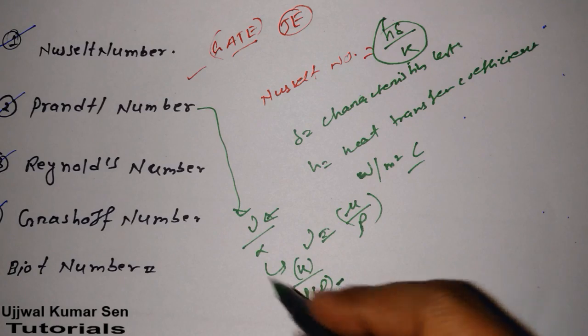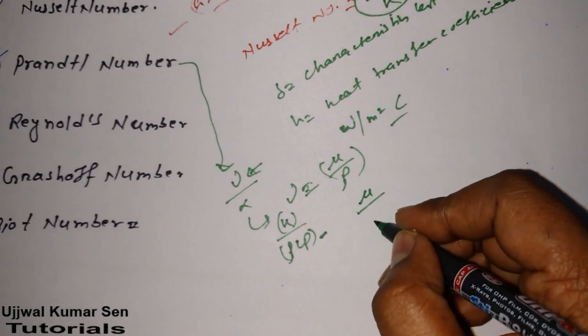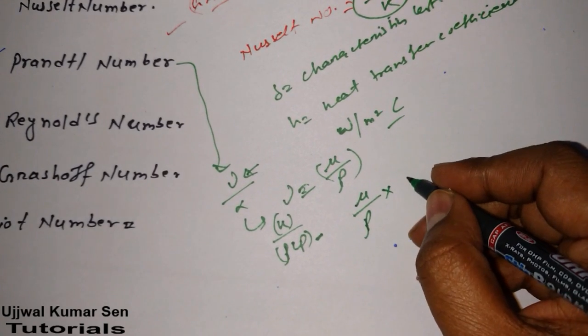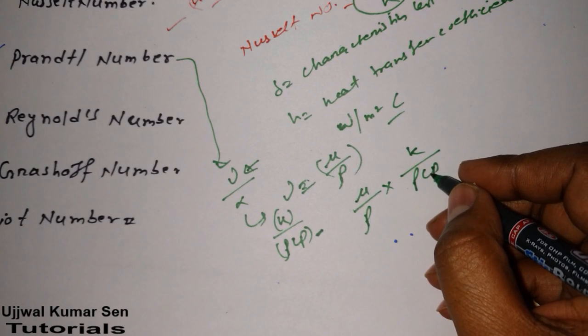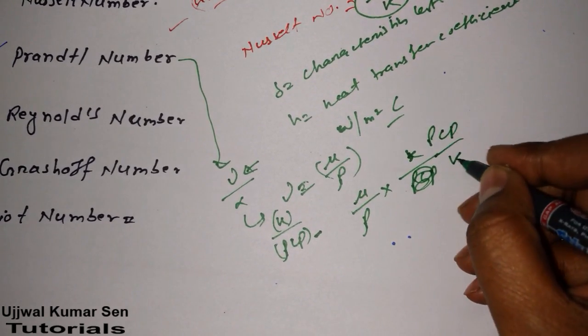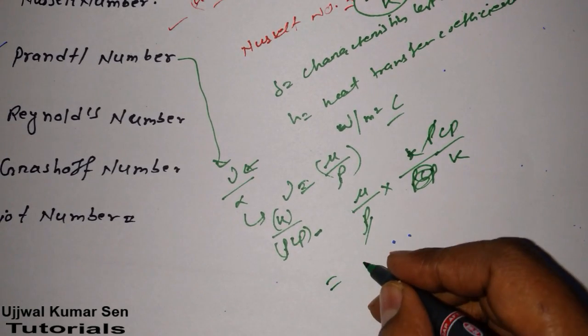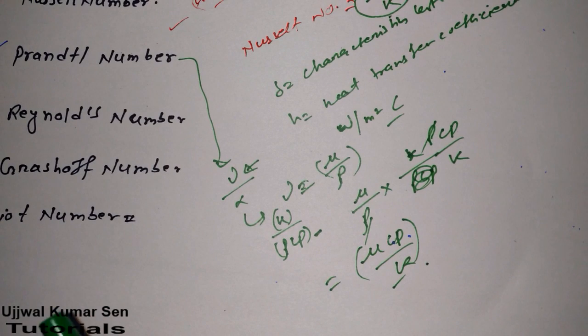If we do some calculation or simplification, then what we are going to get, just let me share with you. The k will go down, so this will be rho Cp by k. So rho cancels, the remaining will be mu Cp by k. So this is the formula for Prandtl number, right?